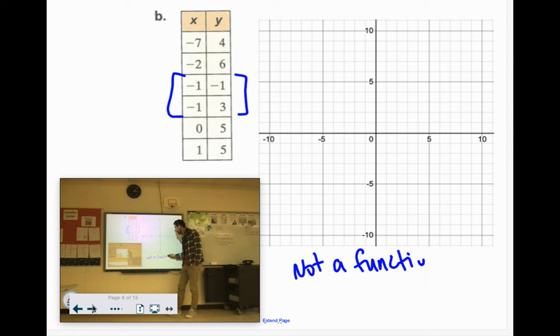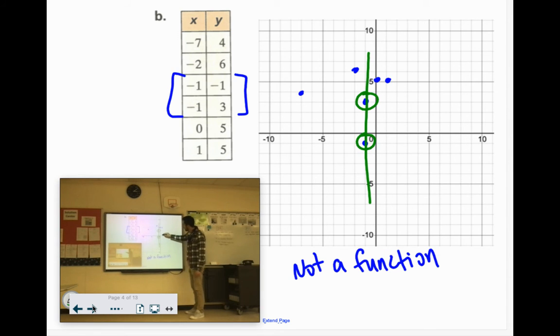But let's set them up so that we can do the vertical line test. Okay, -7, 4, -2, 6, -1, -1, -1, 3. There they are. 0, 5, and 1, 5. So these ones are the problem. And if you look to the side, it kind of looks like Millhouse.